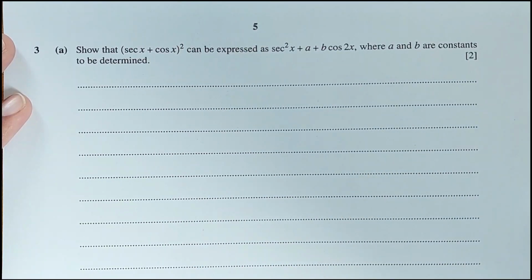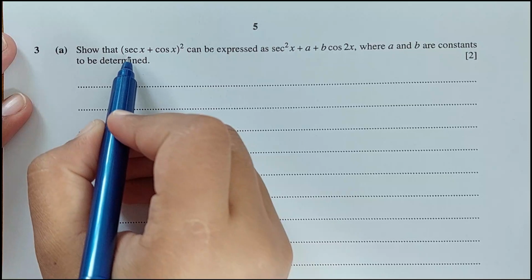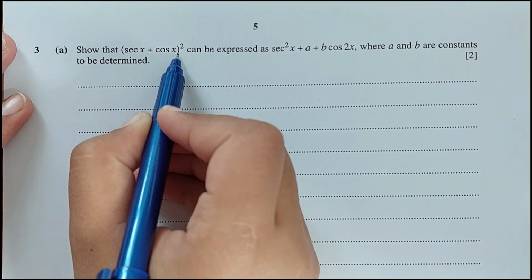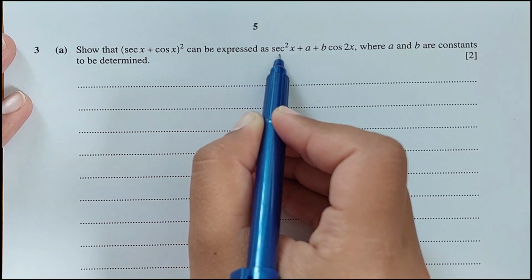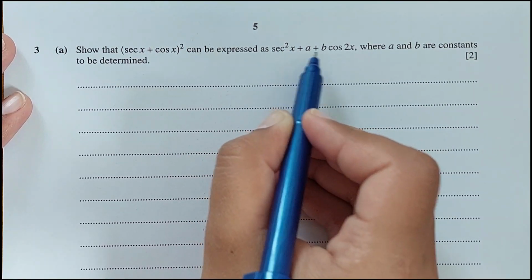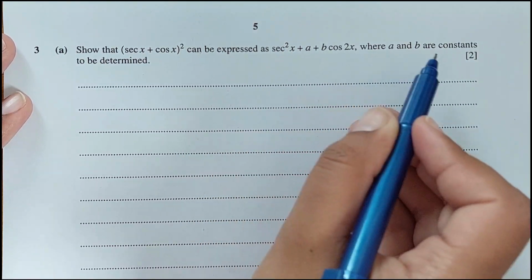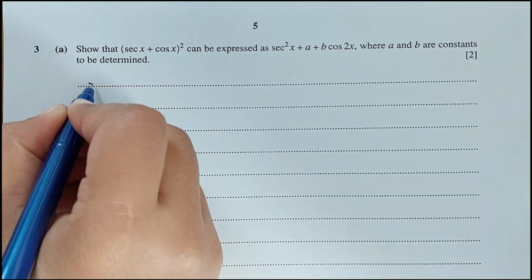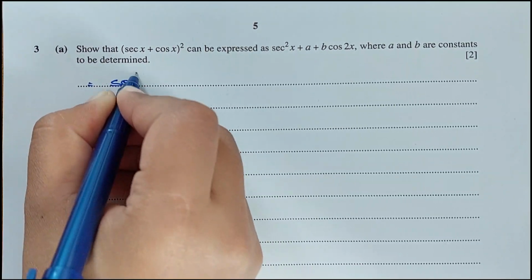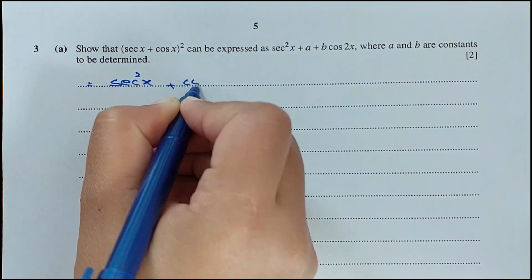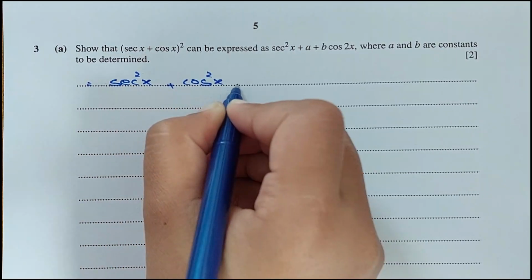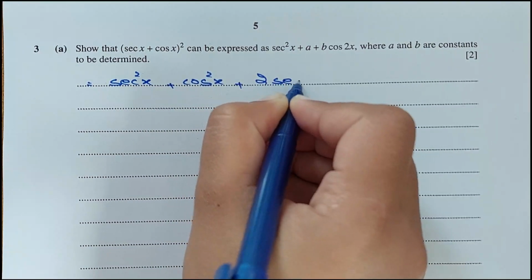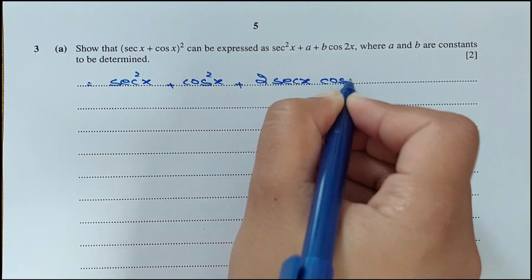Question number 3 part A: show that (secant x plus cos x) whole square can be expressed as secant square x plus a plus b cos 2x, where a and b are constants to be determined. Let me open the square: secant square x plus cos square x plus 2 secant x cos x.